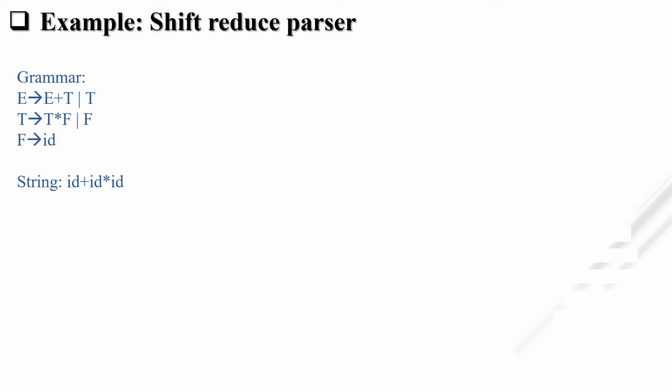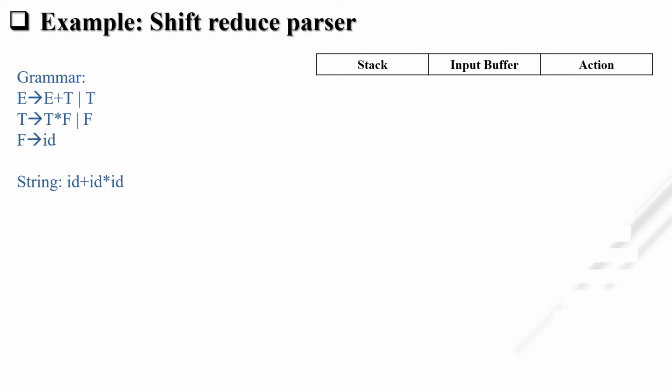Suppose we have a grammar E tends to E plus T or T, T tends to T star F or F, F tends to ID, and the string is ID plus ID into ID. So what is our initial configuration? We have a stack, we have an input buffer, and we have an action. First step, you have to write this string in the input buffer with the help of the end marker, that is $, and also the $ symbol in the stack. If in the stack only $ remains, and in the input buffer also only $ remains, then and only then this string will be accepted.